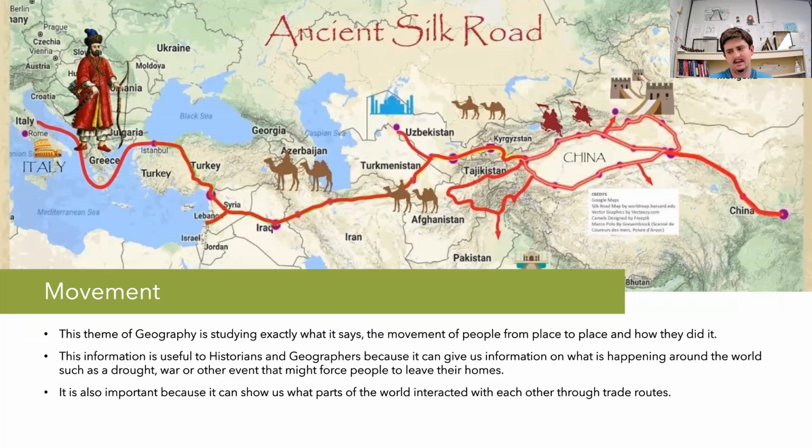Movement is the next thing we're going to look at. And this one's pretty simple. It's literally studying how and why people move from place to place. So why did they go from China to Italy, as you see on the Silk Road map here? Why and how? How did they get from China to Italy?